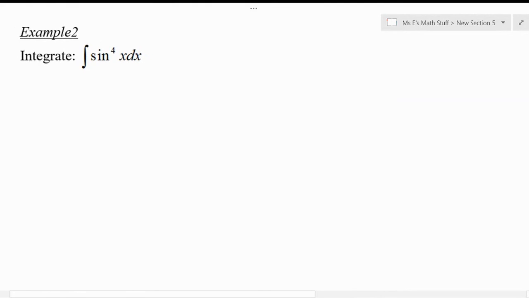There you go. All right, my friends, Example 2: go ahead and poke this one with a stick. Integrate sine to the 4th x dx. Good luck.